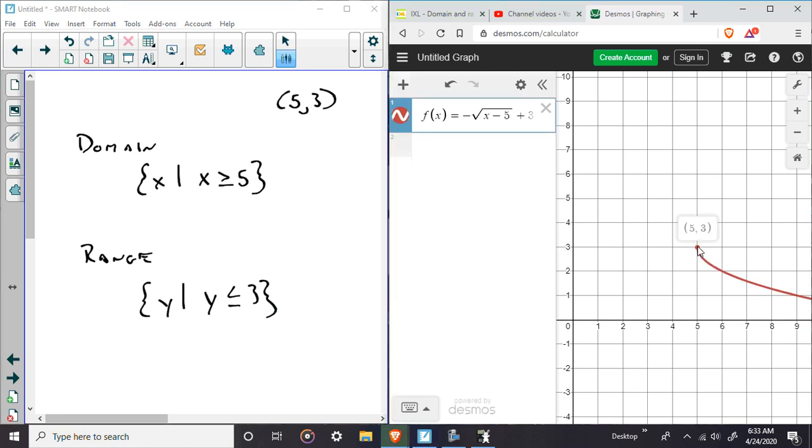So just watch which way it's going. These numbers are not going to change. The 5 and the 3 don't change. What changes is which way this is going. So x is going up, but y is going down. So it's going to be less than 3.